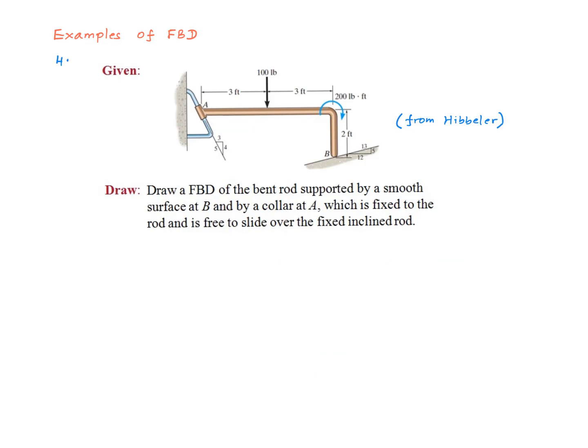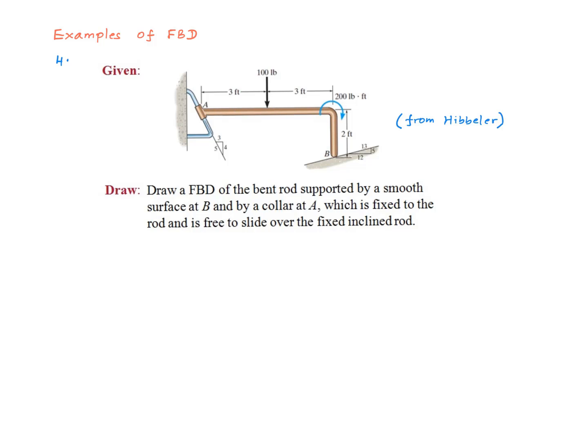Let's go one more example. In this problem, we have a bent pipe. Applied forces are given. We have a vertical point load of 100 pounds. And we have a concentrated moment of 200 pound-foot acting at that corner. The pipe is supported on a smooth surface at point B and by a collar at point A. The question is to draw the free body diagram of this bent pipe.